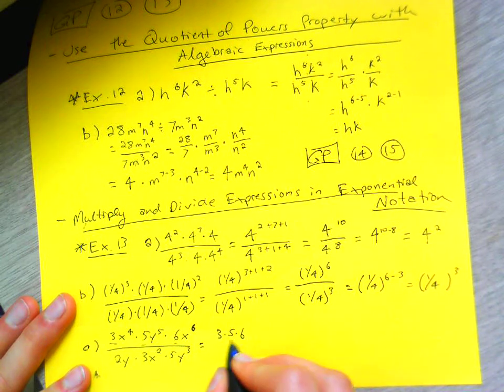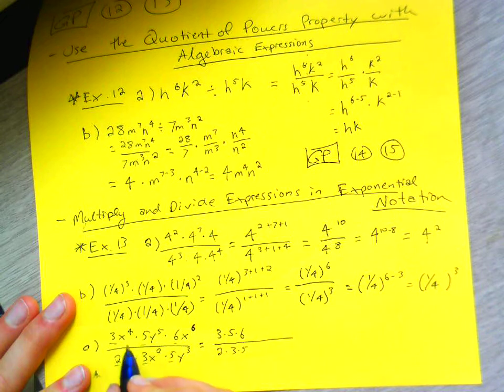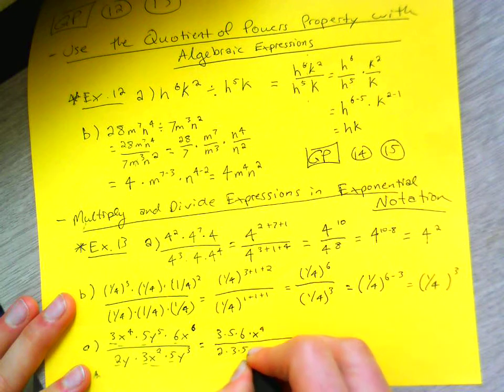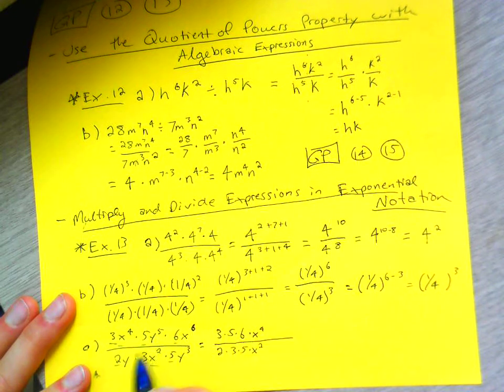Draw a long line. On the bottom, you do the same thing: 2 times 3 times 5. Now we have x's, so you want the x's to go together: x^4 and x^2. We want the y's to go together. And we have more x's on the top.